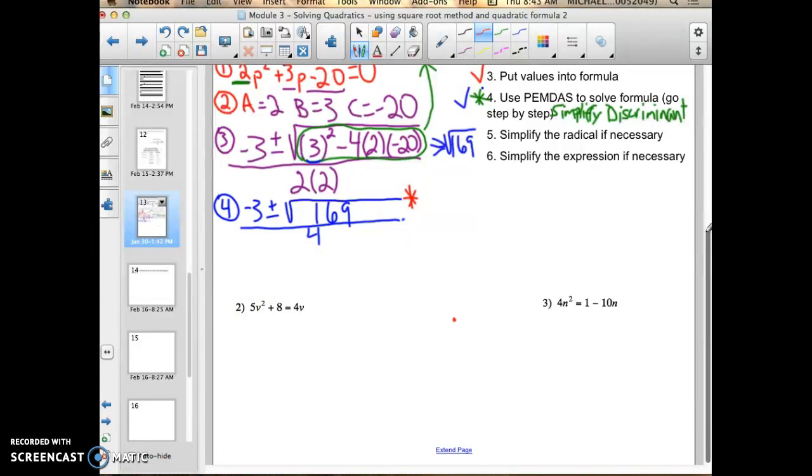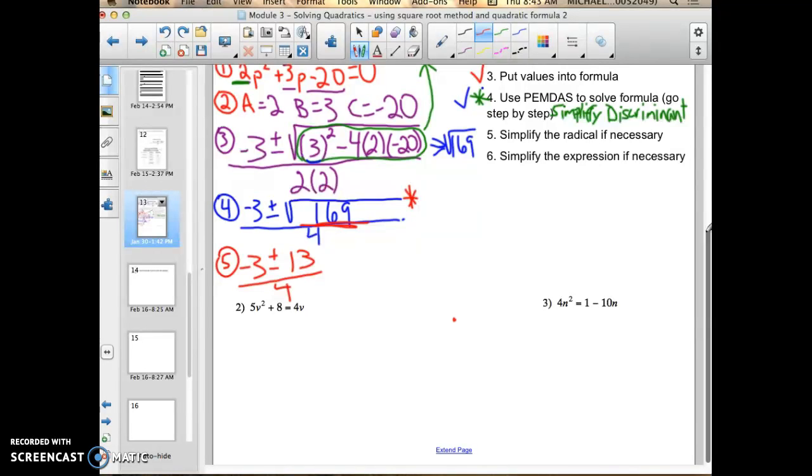But I will take the square root of 169 on my calculator, and it turns out that it is indeed a perfect square. So step 5 is I'm going to rewrite it one more time, but I'm going to simplify the square root of 169. And in this case, the square root of 169 is 13. So I write negative 3 plus or minus 13 all over 4.